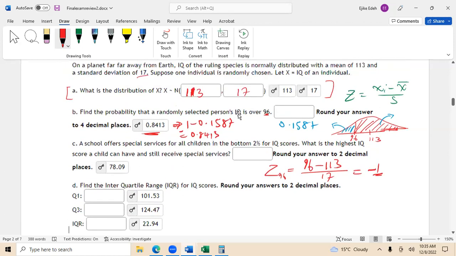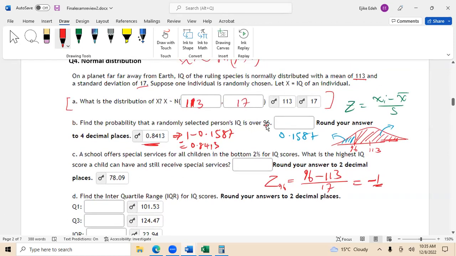So if the question had said below 96, then right away, this would be your final answer. But it says above 96, so we know we have to solve that. So let's look at the next one very quickly.